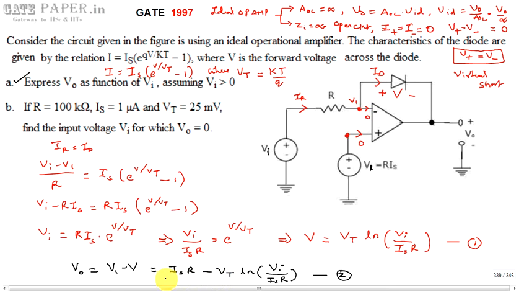And in this one, if V0 has to be 0, we are going for the second bit. For the second bit B, V0 has to be 0, which is nothing but this minus Vt natural logarithm of Vi by Is into R. This will go that side and become positive. So Is into R is equal to Vt natural logarithm of Vi by Is into R. The Is value is given, R value is given, Vt value is given.